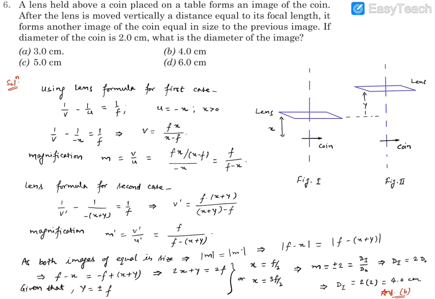And that's also going to be the diameter of image divided by diameter of object. So we can claim that the diameter of image is going to be twice the diameter of the object coin. So it turned out to be 4 centimeter. In either case, overall, we will find that the diameter of the image must be 4 centimeter, which is B as an option. Hence, we will say B is the correct response.